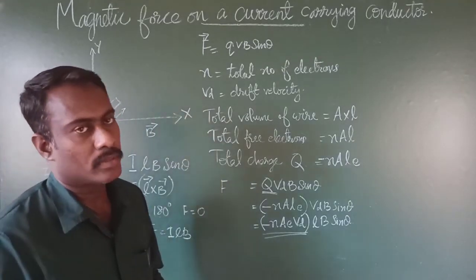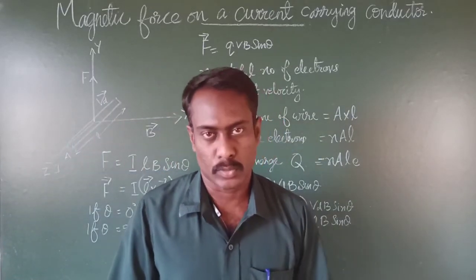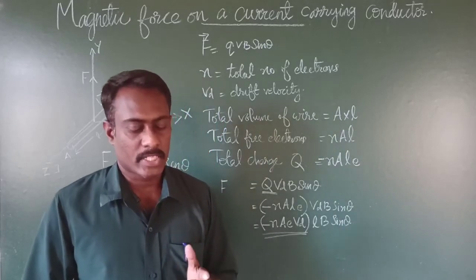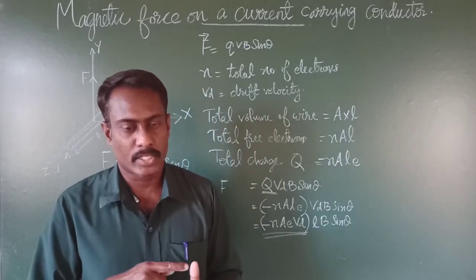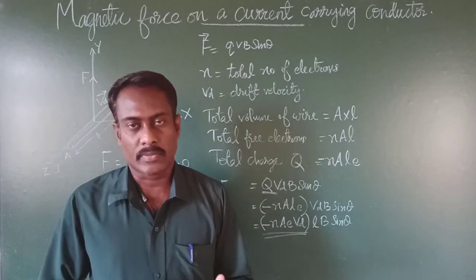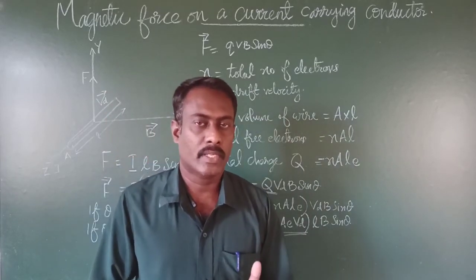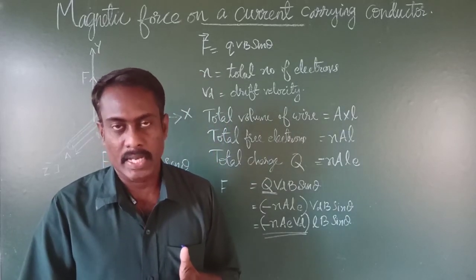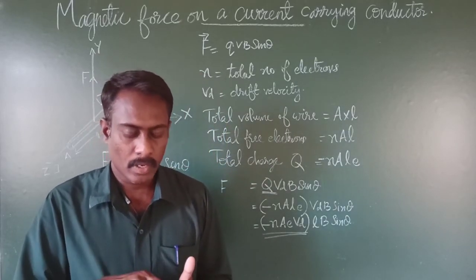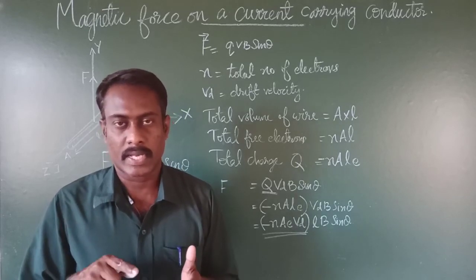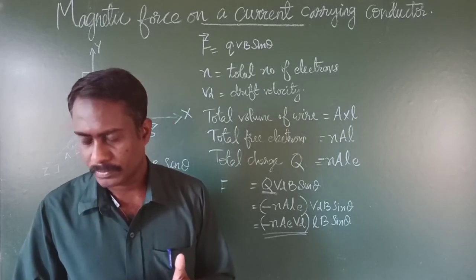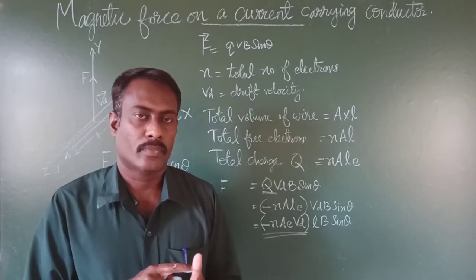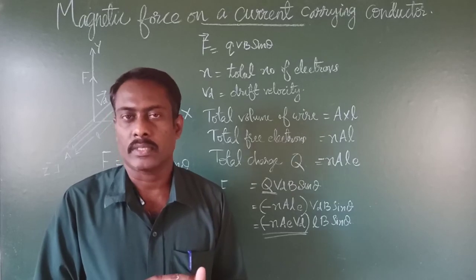And in order to find the direction of the force exerted on a current carrying conductor, we use a rule known as Fleming's left hand rule. Fleming's left hand rule says that if we stretch our forefinger, middle finger and thumb in such a way that they are mutually perpendicular to each other, and the forefinger gives the direction of the magnetic field and the middle finger gives the direction of electric current, then the thumb will give the direction of force exerted on the wire.